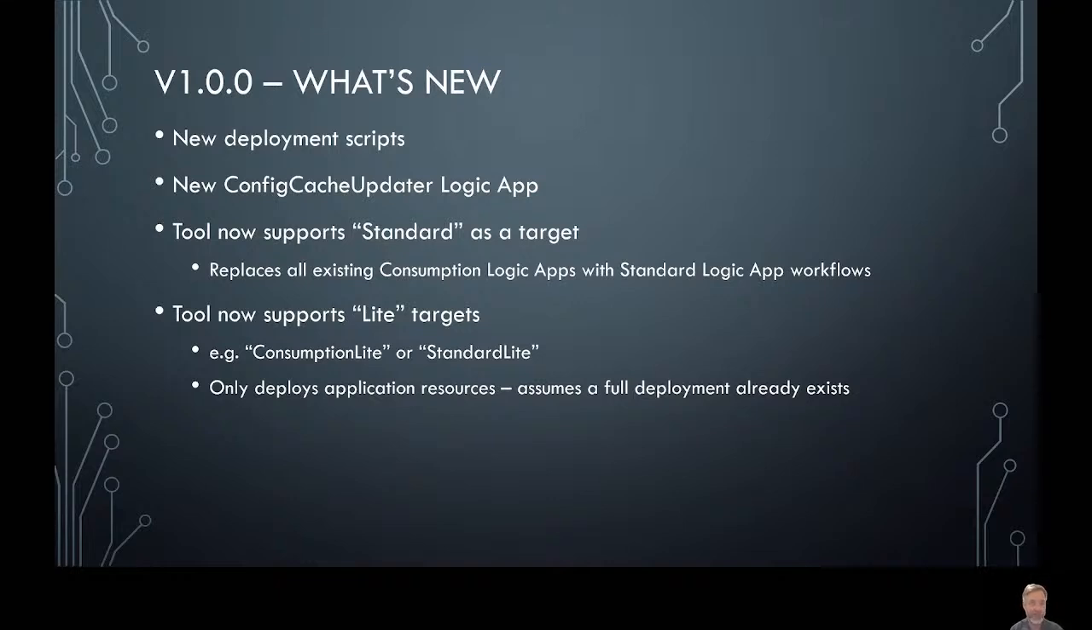So it makes an assumption that you have already done a full deployment. So you've done a full deployment and you've got the message bus and system application resources, API management, app config, key vault, storage, all that's there. So all you have to do is add in the things for your BizTalk application. And it means that the deploy time drops drastically.